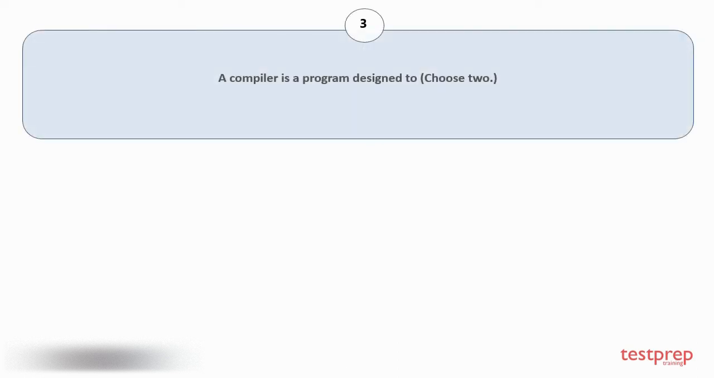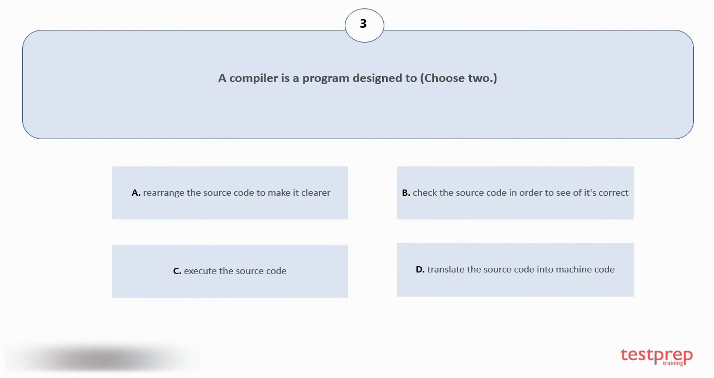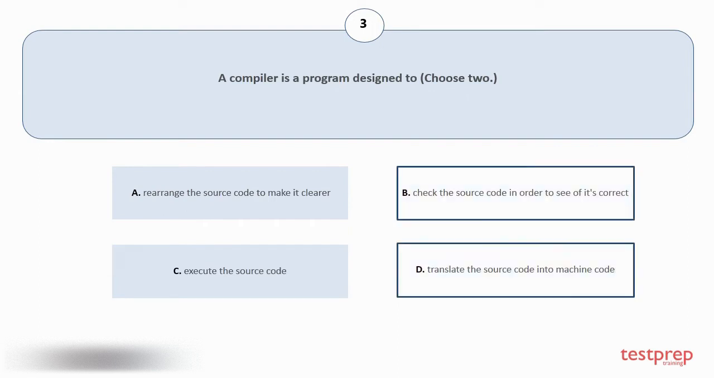Question number 3, a compiler is a program designed to, choose 2. Your options are. A. Rearrange the source code to make it clearer. B. Check the source code in order to see if it's correct. C. Execute the source code. D. Translate the source code into machine code. The correct answers are, option B, and D.